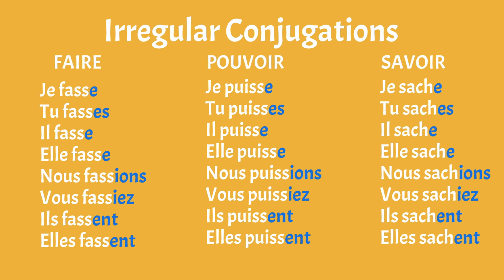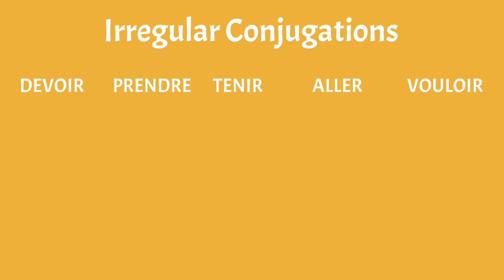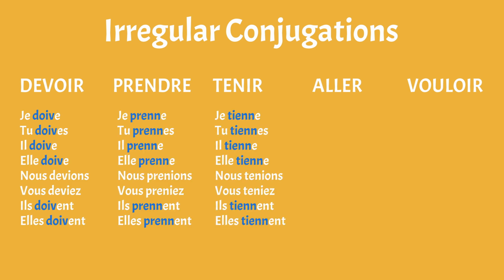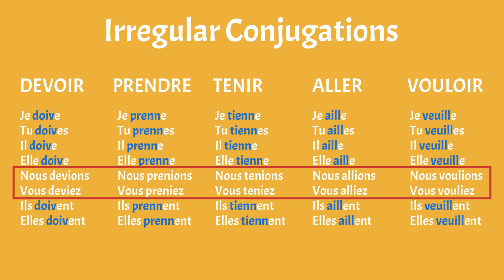the regular subjunctive verbs. Devoir, prendre, tenir, aller, and vouloir have a specific verb stem as well: doivent, prennent, tiennent, aillent, veuillent, and use the same endings. But the difference with these verbs is for nous and vous, they have a special form, which coincidentally looks like the imparfait. Kind of confusing, right?